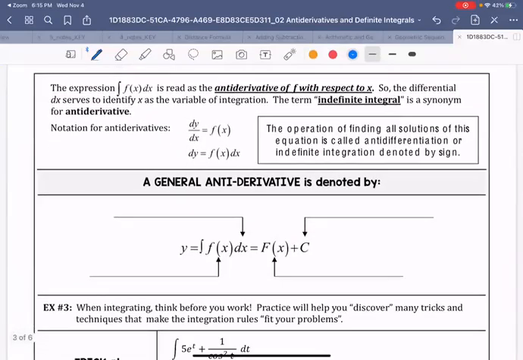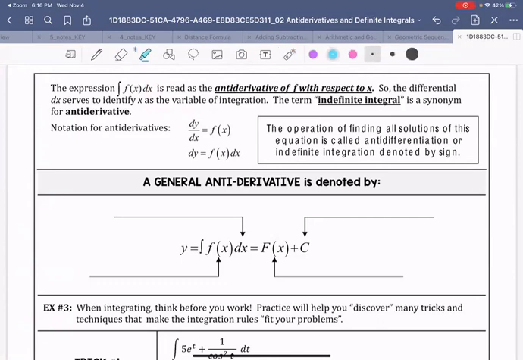All right, this is saying the same thing. This is read as the antiderivative of f with respect to x. This symbol is called the antiderivative of f with respect to x. So the differential dx serves to identify x. So this means x is what? x is a variable. This x is the variable of integration. If this becomes theta, that means theta is the variable of integration, all right?